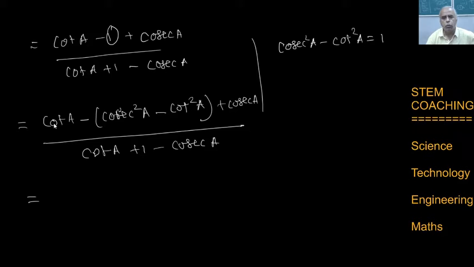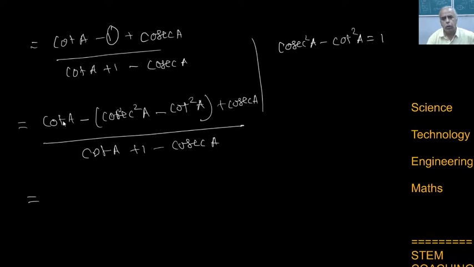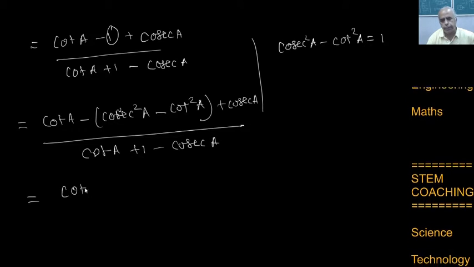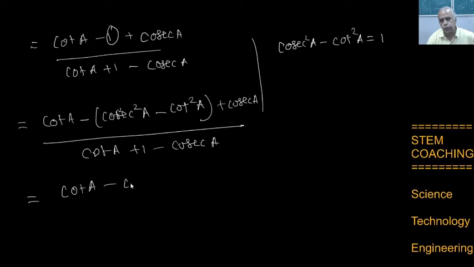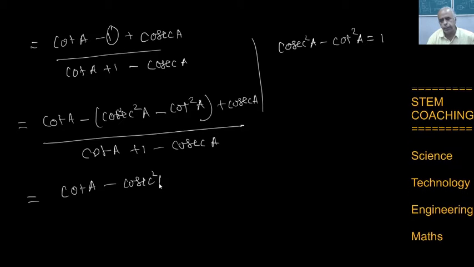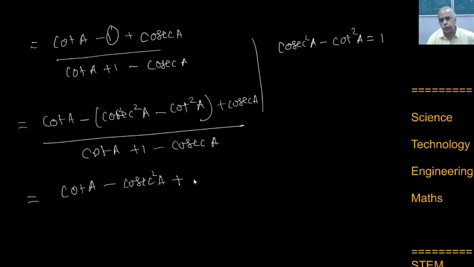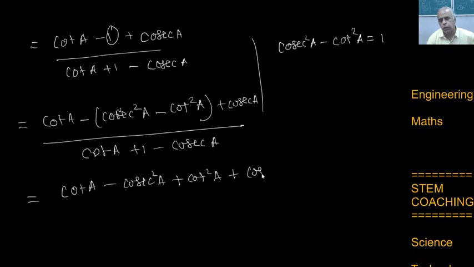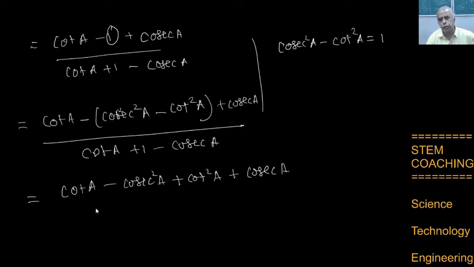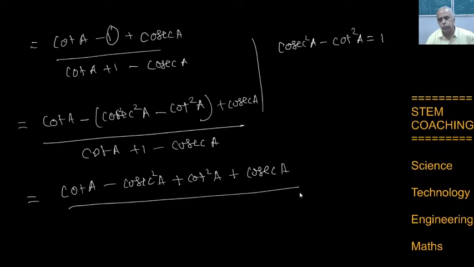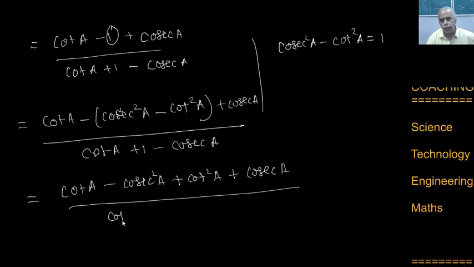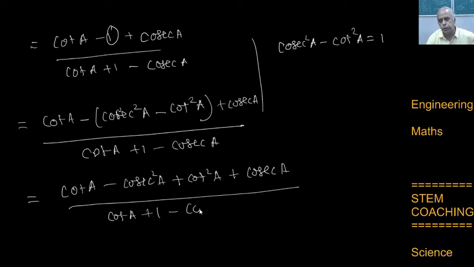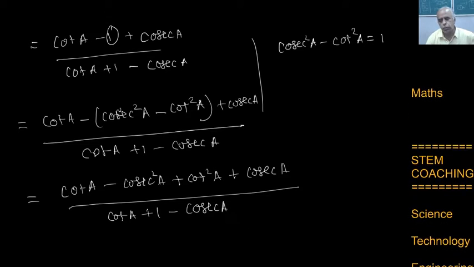Right? Now what we can do, that is cot A, and this minus will go here. So cot A minus cosecant squared A plus cot squared A plus cosecant A. Am I right? So whole divided by cot A, okay, and then plus 1 minus cosecant A. So complete this quickly.